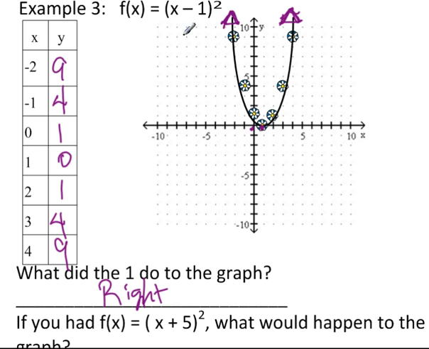So we might remember that, back in the day, the thing on the inside when we were doing our absolute value was always kind of opposite. It was moving things left and right, but it always moved opposite. So our negative here is actually moving it to our positive. Well, if it's a positive 5, which way is that going to go? That's going to go left. It's going to move that direction.